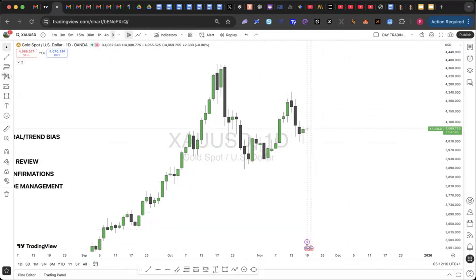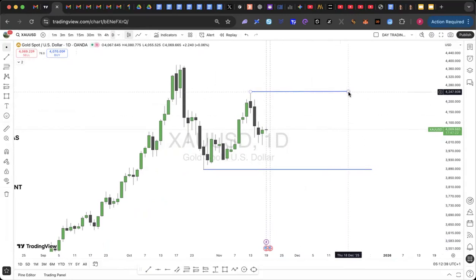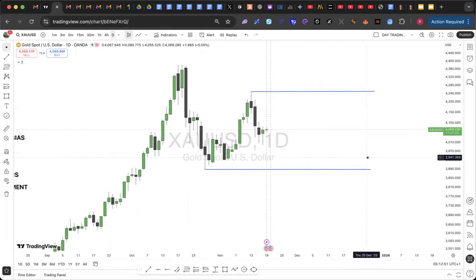So let's take a region. This is a region I want to take, from this region to this region. This is going to be my daily range. Do you understand? Why? I swept a sell side liquidity and a buy side liquidity. All right, so let's quickly go.